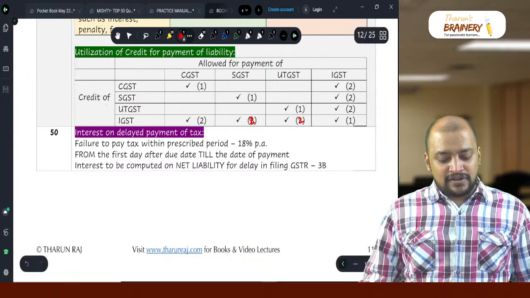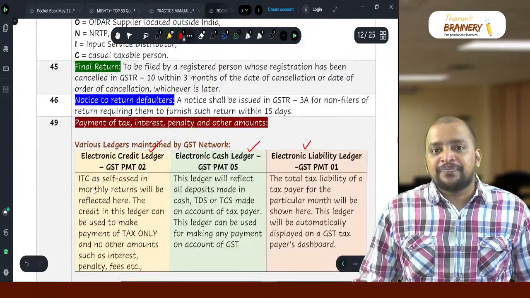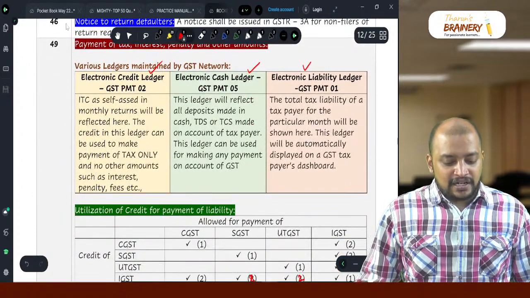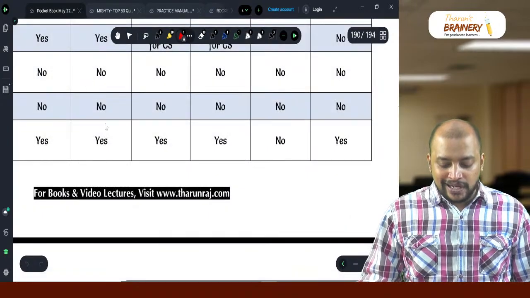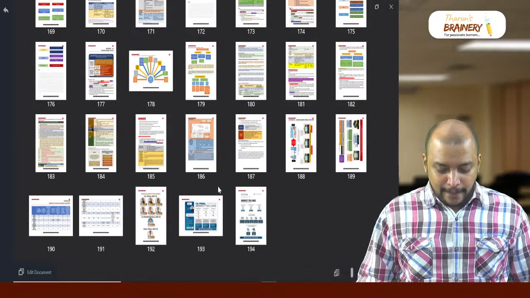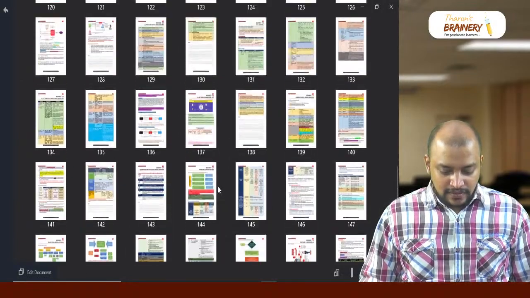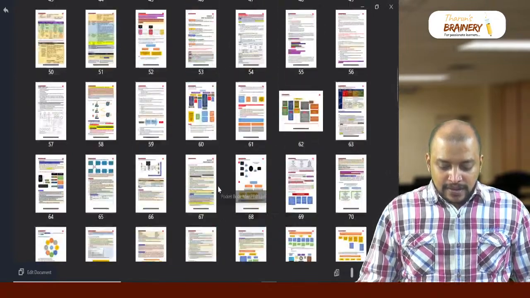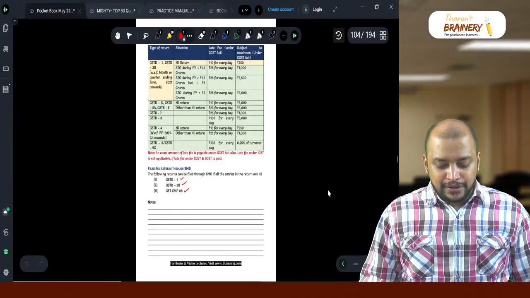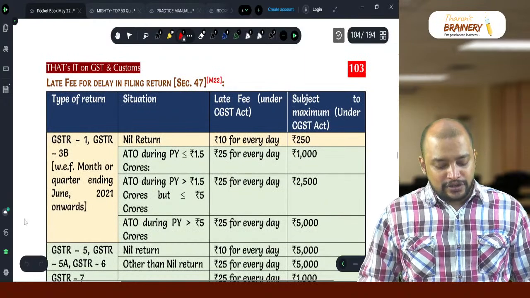Then actually Section 47 we have, that is nothing but late fee. So we have different late fee provisions. I'm just showing these different late fee provisions for you to understand. So there are different late fee provisions that are applicable. This is the chart that you need to remember.